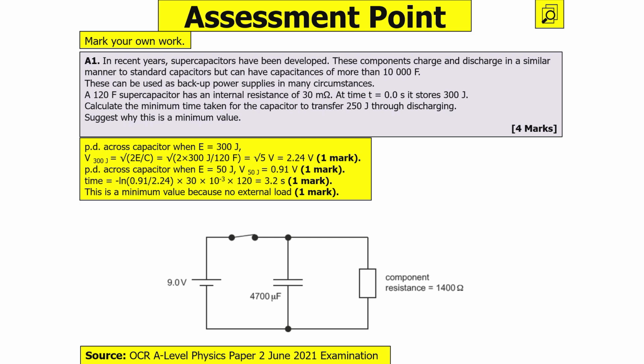Now the PD across the capacitor when the energy is 50 joules, we work it through again with the same equation, is 0.91 volts. So therefore we can say the time is the negative log of 0.91 over 2.24, times 30 times 10 to the minus 3, times 120. So therefore it's 3.2 seconds. Now this is a minimum value because there's no external load acting on the circuit.